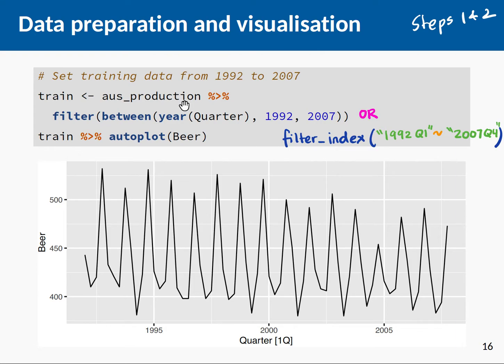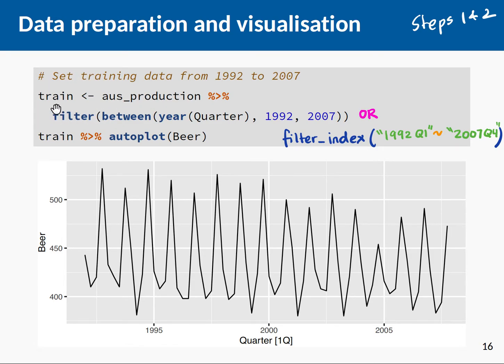So we're going to take Australian_production, use the pipe function on it, and then we are going to filter between 1992 and 2007. There are two ways you can do this. You can filter and say between your quarter, because this is quarterly data, 1992 and 2007. So this is your starting point and this is your end point of your subsample. Or you can use the command filter_index and say 1992 quarter 1 and the squiggly here, or tilde, 2007 quarter 4. So it has to be written this way or this way. It's up to you what you want to write. So that's your first step. You've defined what your training data set is.